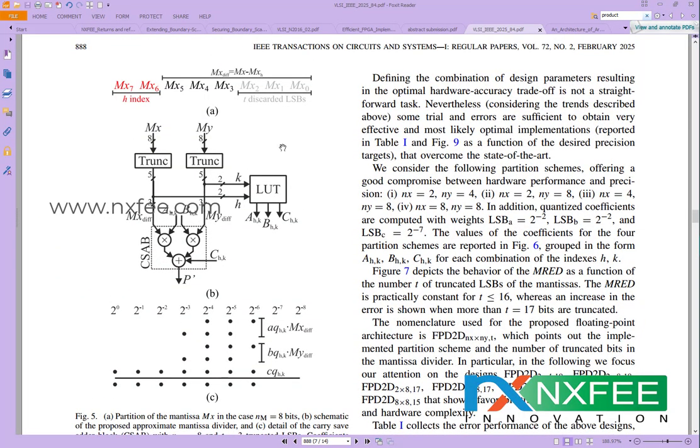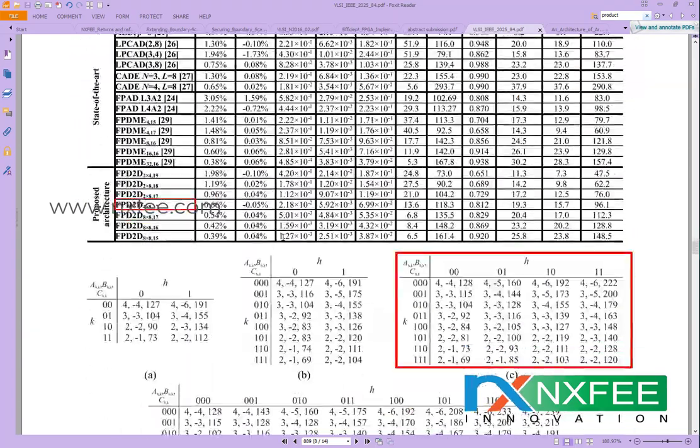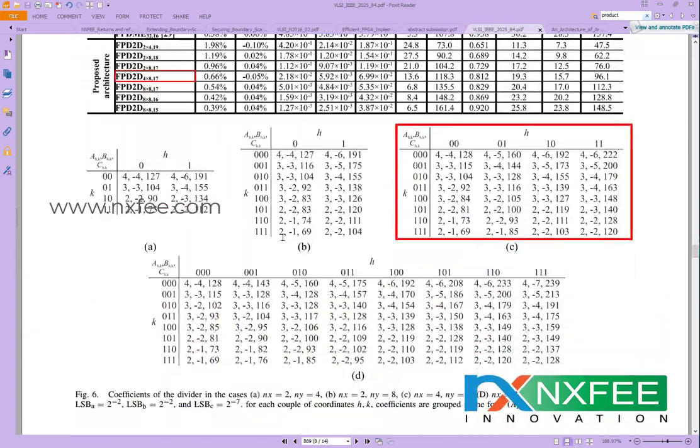Here we need to give mx and my, the mantissas for the division operation, which are 8-bit. Once we truncate it, the output comes at 5-bit size. From this 5-bit, we give 2 bits to the LUT and 3 bits to the multiplication operation. In this multiplication operation, a value, b value and c value are required. These values are taken from the LUT. Depending upon the h size and the k size, the LUT is decided. The LUT architectures are also given in the paper.